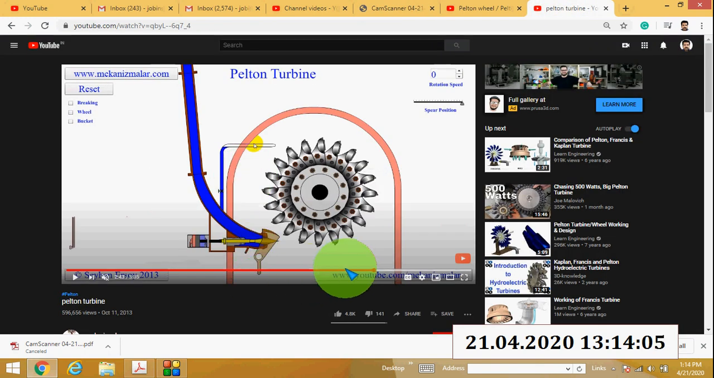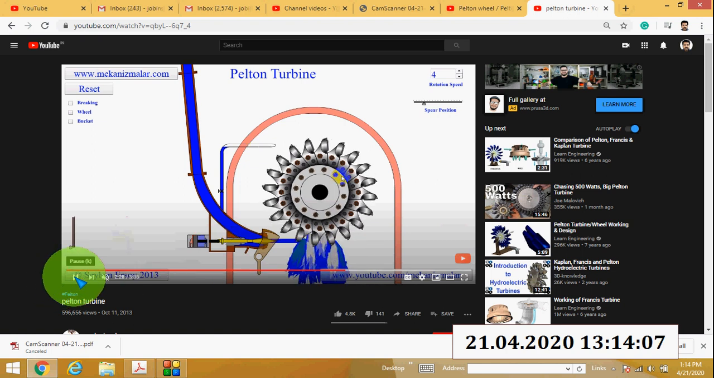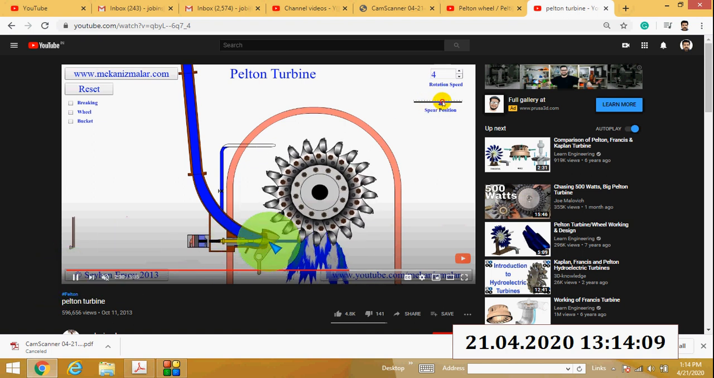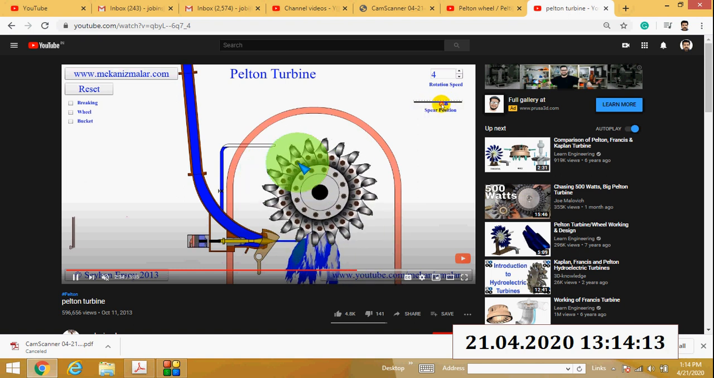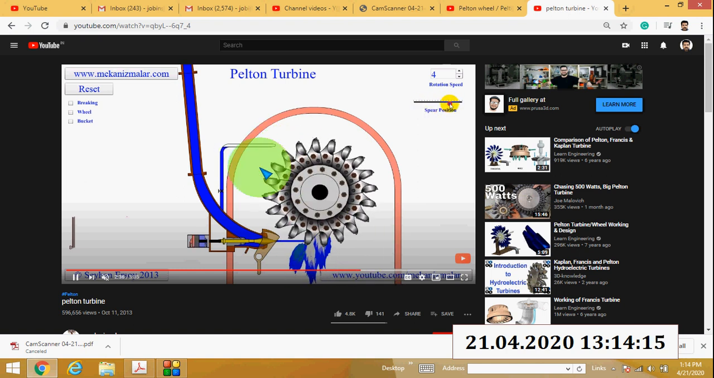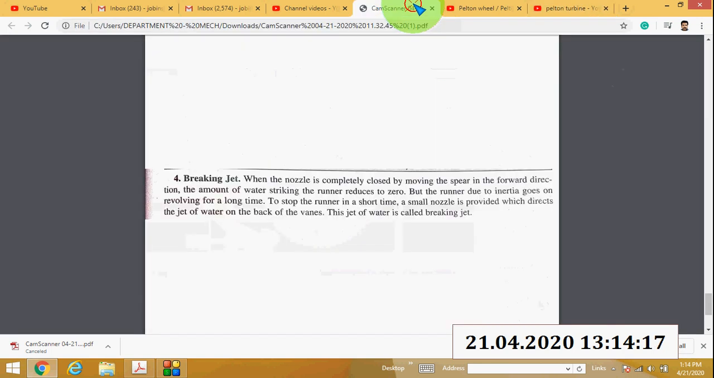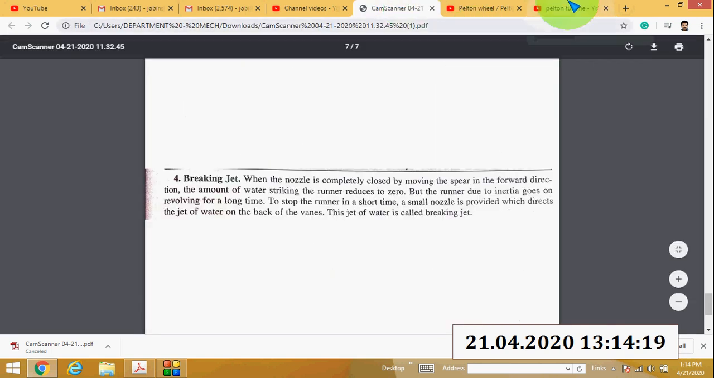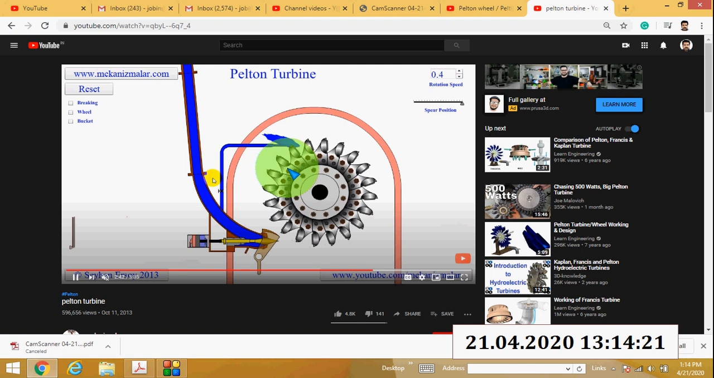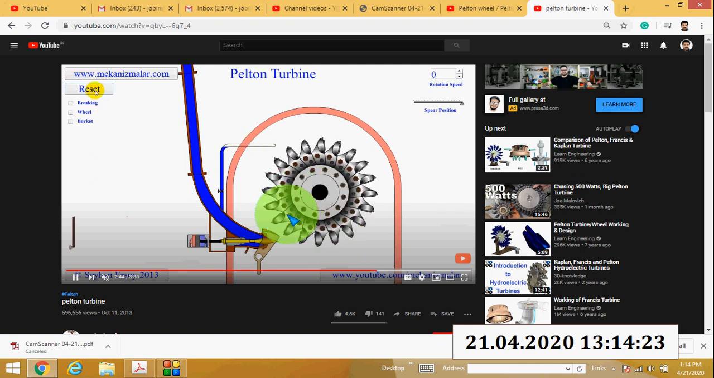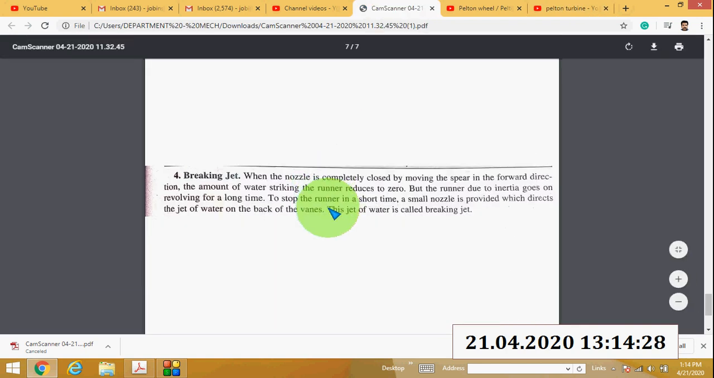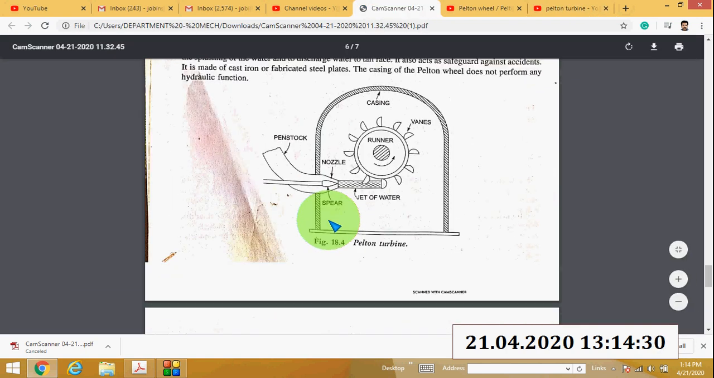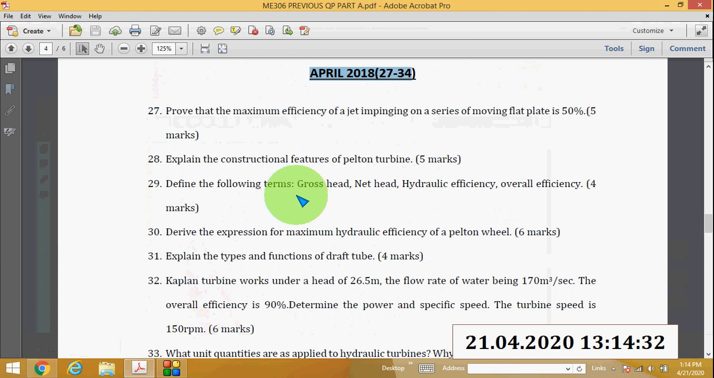I will show you once again. You can see this is the jet of water that will rotate the runner. If I want to stop the rotation in a short time, you can apply the braking jet and your Pelton wheel will stop. So this is the overall idea of the constructional features of a Pelton turbine.